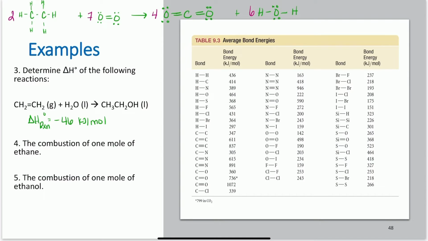So in ethane, 1, 2, 3, 4, 5, 6 carbon-hydrogen bonds, but that's a 2 out here. So actually I'm going to multiply that by 12. 12 carbon-hydrogen bonds, 1 CC bond, but multiply by 2, so 2 CC bonds. 12 times 414 kilojoules per mole, and 2 times 347 kilojoules per mole.